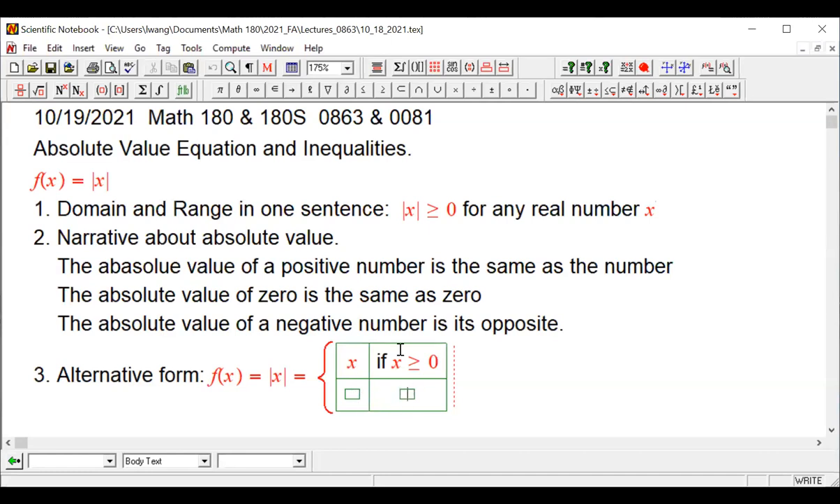The next one: if x is negative, the absolute value of a negative number is its opposite. So these are the three very important components in this study.